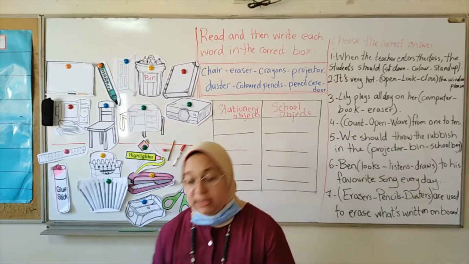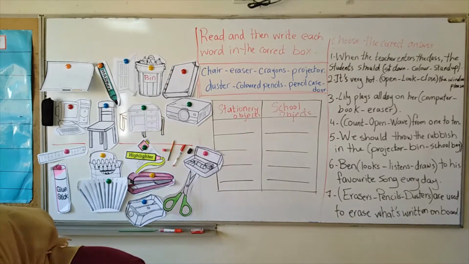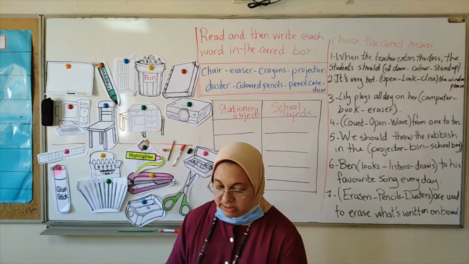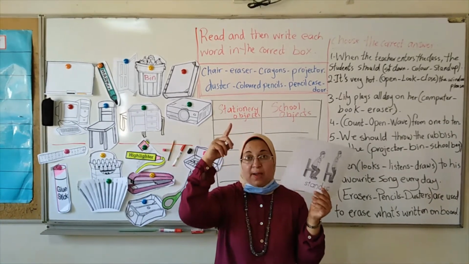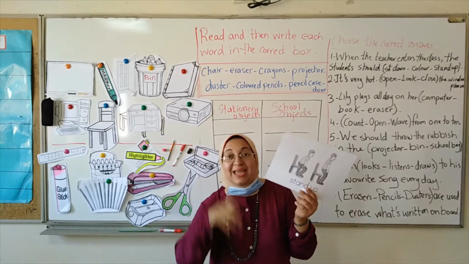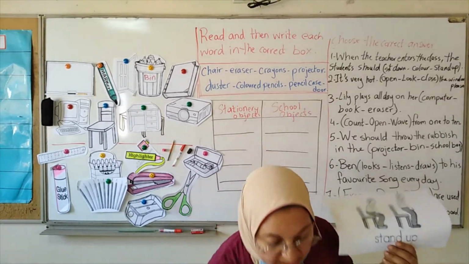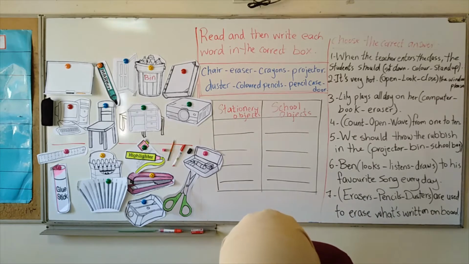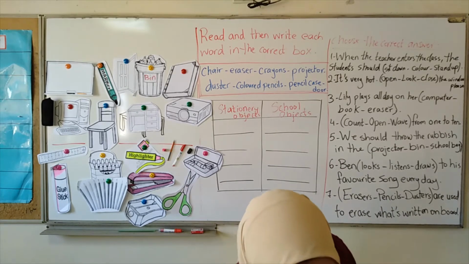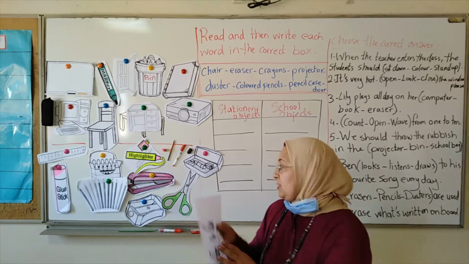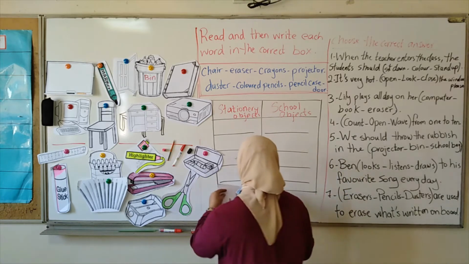Like what? Like we have here, what's this? Stand up and sit down. When you stand up or you sit down, this is an action. This is something you do. Okay? So stand up and sit down. So this is the first one. Let's put the action verbs down here.